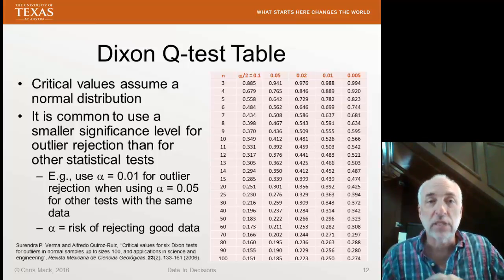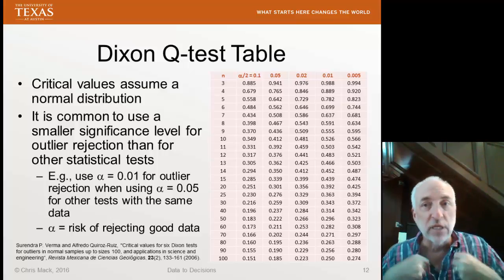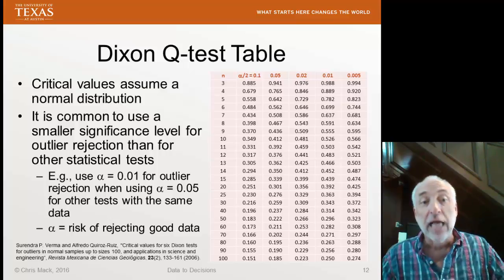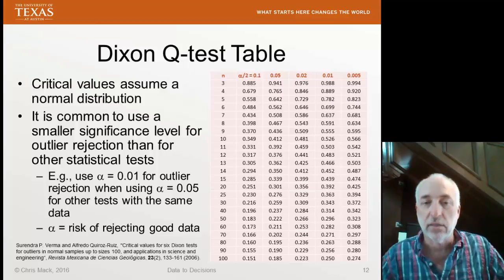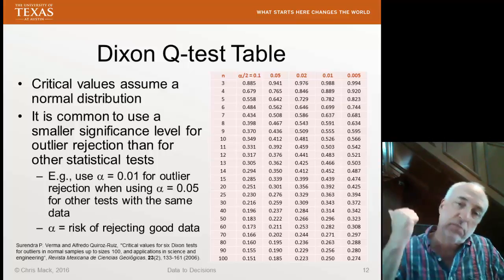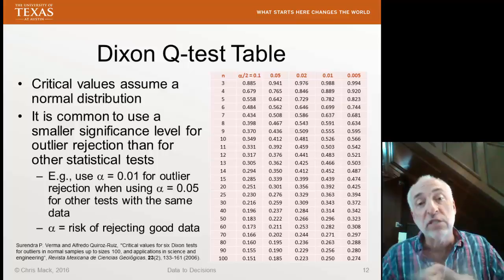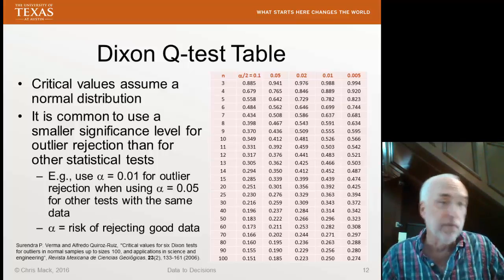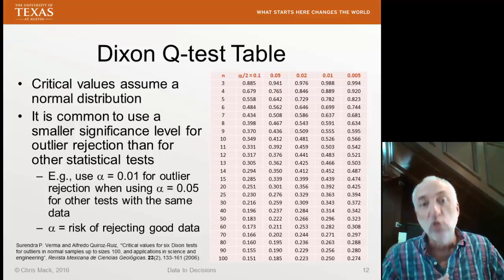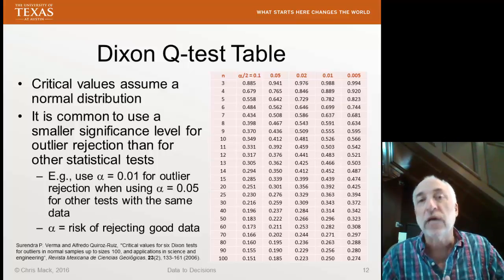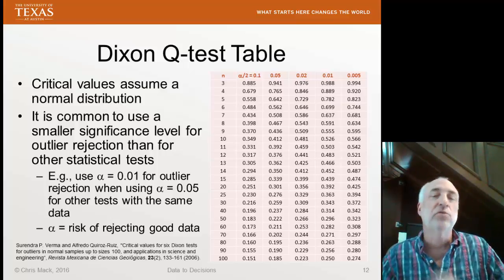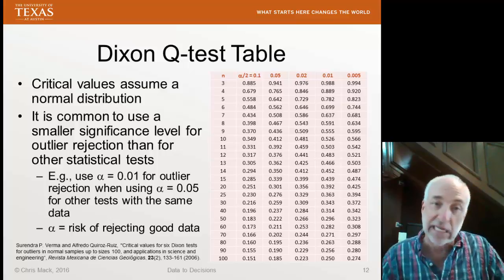Now, a point about the statistical significance. We're going to have to decide on a statistical significance, an alpha level. Alpha is the risk of rejecting a good data point as being an outlier. So we say, this is a bad data point, maybe I'll throw it out. Alpha is the risk of throwing away good data. So what risk are you willing to take? Generally, you want the alpha that you use for outlier rejection to be smaller than the alpha you use for everything else you're going to do in your data analysis.